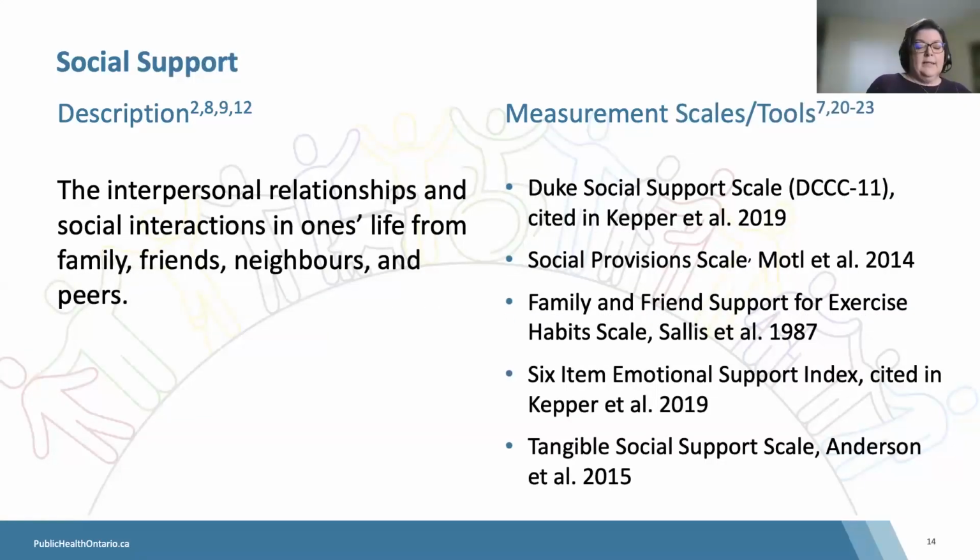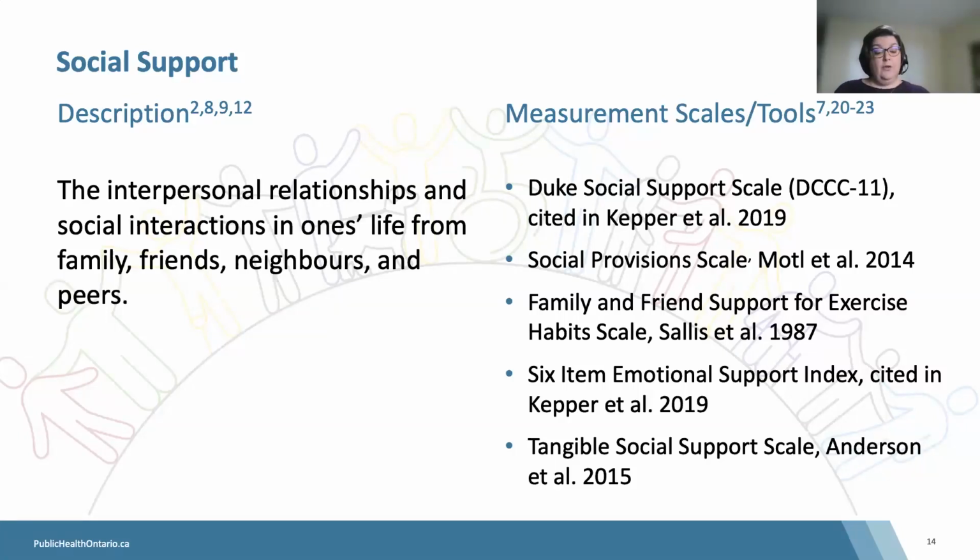The next domain is social support. And this one is really about the interpersonal relationships and social interactions in one's life. And social support can come from a variety of different people: family, friends, neighborhoods, peers. And it's particularly supportive for physical activity behaviors, especially around support for people to be physically active themselves or by having people to be physically active with.